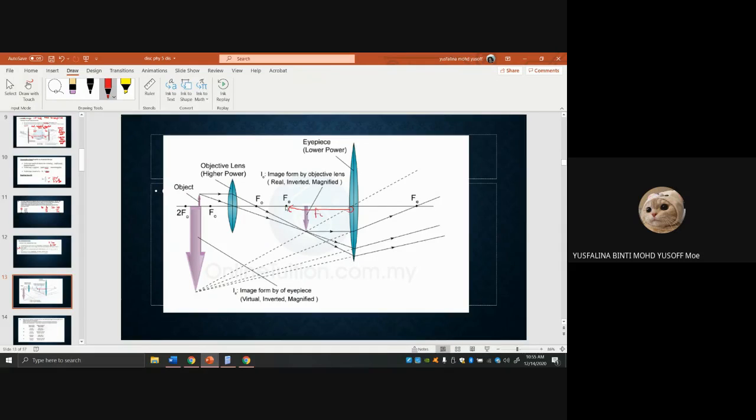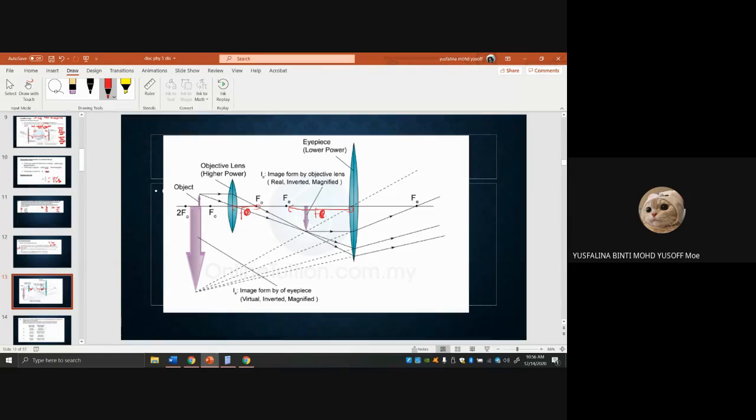Okay, and this one is FO. So you can see the focal length of the eyepiece is bigger than the objective. This is FO, this is FE. FE is bigger than FO. I hope you can understand the difference between microscope and telescope.